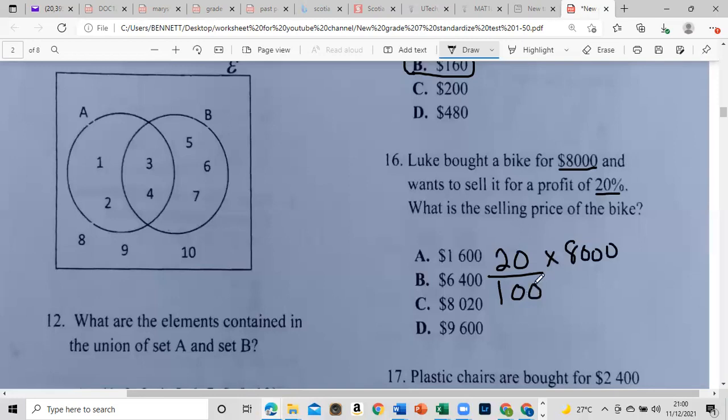Alright, so this cancels this, and then this cancels this. So we have that to give us 1,600. You guys go ahead and multiply, right? So this is 20%, so this is the profit. So we add it to the 8,000, and that is our answer. So that's 9,600. So it's D.